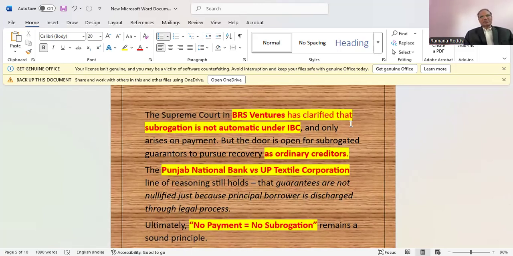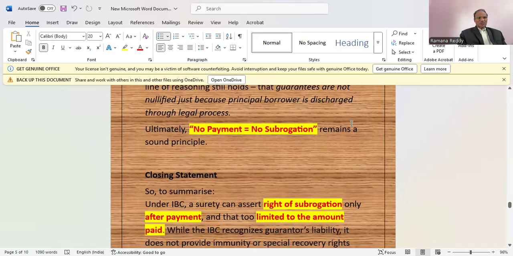In Punjab National Bank versus UP Textile Corporation, the line of reasoning still holds: guarantees are not nullified just because the principal borrower is discharged in the legal process. Ultimately, no payment, no subrogation. This is the sound principle.